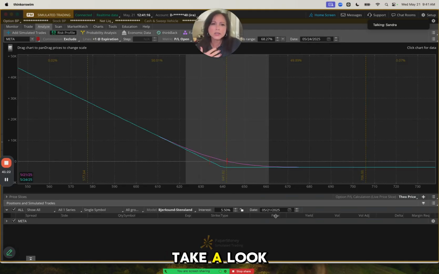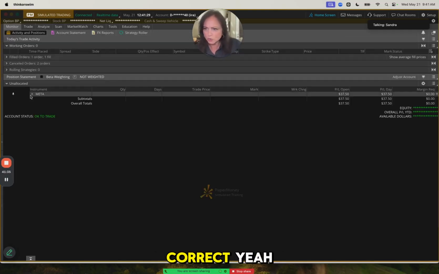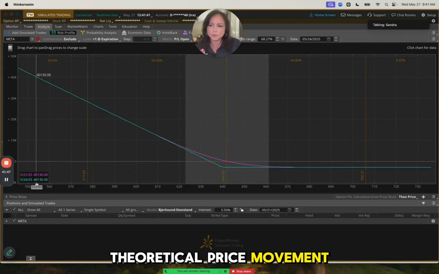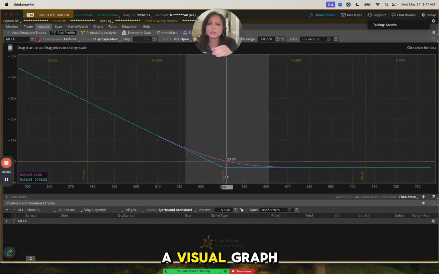So when I take a look at Meta, this is how you could also use it to help you, is that my contract expires on the 24th and we're on the 21st. Let me just make sure that's correct. Yeah, expires on the 24th. So knowing that means that I want you to take a look at this theoretical price movement. The purple is time decay. It's like right now, what's happening right now with price. The blue is at expiration. So this is a visual graph of what your trade looks like. This could be a butterfly, this could be anything.